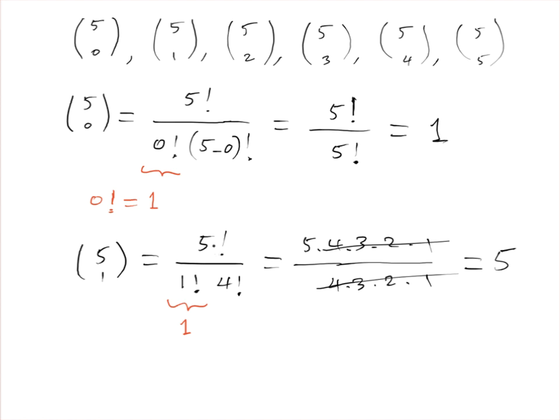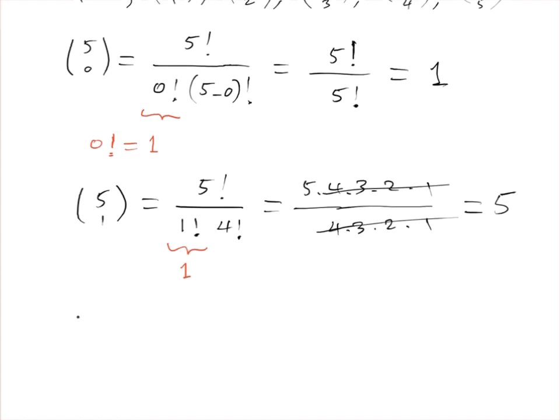Now, if it was 5 factorial divided by 3 factorial, you should know that that is 5 times 4, because from 3 down, they all cancel if it was 3 factorial, which is the case in the next one. So then next we do 5 choose 2, and that is 5 factorial divided by 2 factorial times 3 factorial.